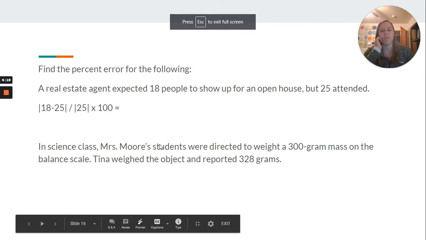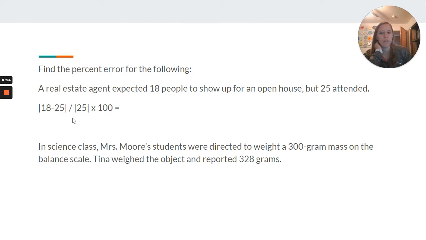Okay, so we have the absolute value of 18 minus 25, over 25, times 100. So 18 minus 25 is going to be 7. 7 over 25 times 100 ends up being a 28% error. So the easiest way to figure that out is 25 times 4 is 100, 7 times 4 is 28. So there's a 28% error.